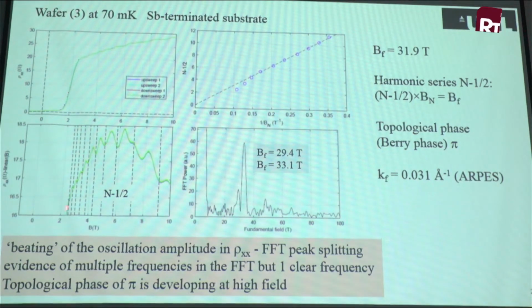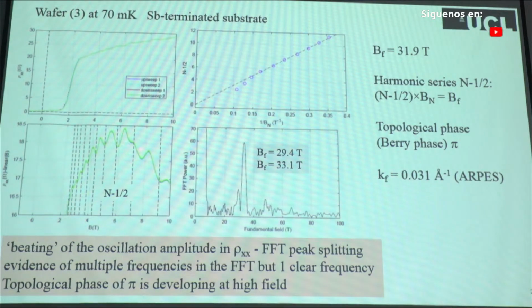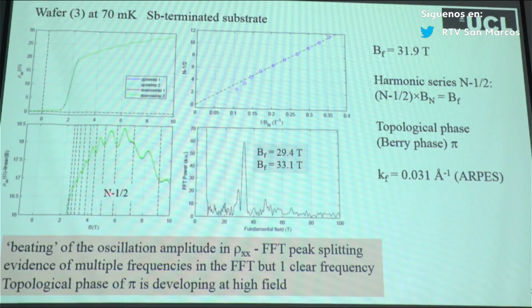I've expanded the plot again. So this is rho XX minus a linear term up to 10 Tesla. This is quite a useful study actually because you can see several things. You can see these minima now, they've shifted by a half. So you can't assign an integer to the minimum now. You have to assign a half integer, or an integer minus a half.